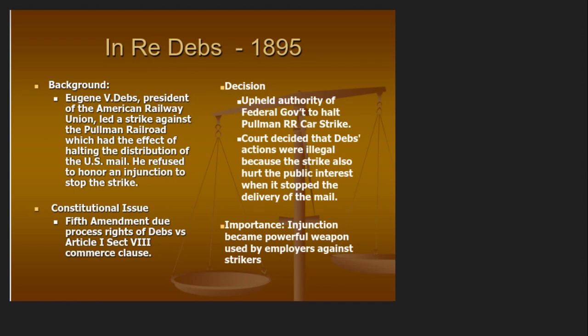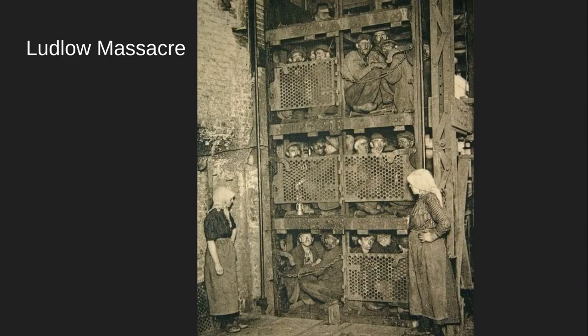These injunctions, this government action that can force people back to work, become a powerful weapon against strikers and unionists. You can ask people in the airline industry today, can you go on strike? We'll see what they say. But this sets a precedent for limiting strikes and protests if they, quote unquote, hurt the public interest.